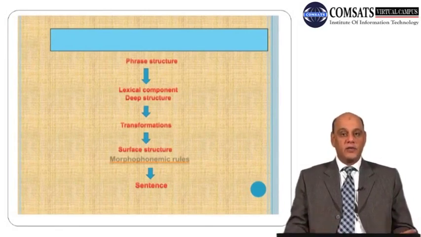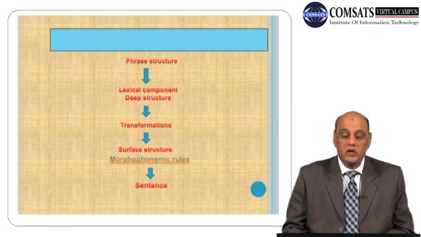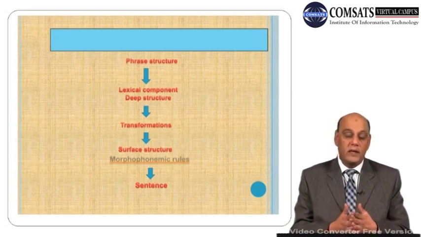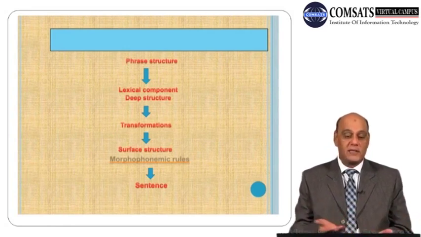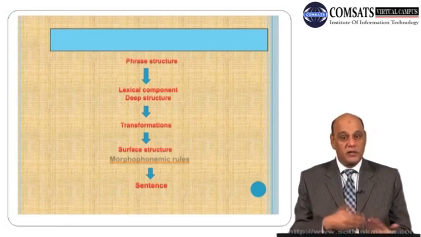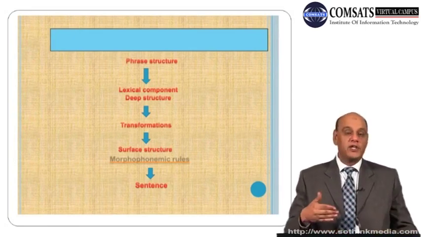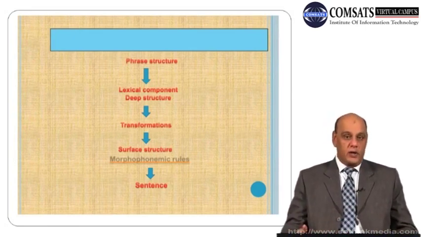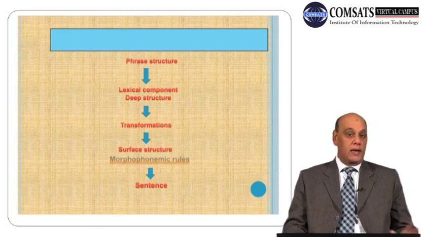On the first slide, you see a diagram which talks about the phrase structure, lexical component, deep structure, transformations, surface structure, morphophonemic rules, and sentence. Here we see something about the structure of language, and you can see the different types of structures: the phrase structure, the lexical, the deep structure, then the transformations and the surface structure, and finally you get a sentence. So this gives us an indication of how we arrive at the finished product of language, the highest part like a sentence.